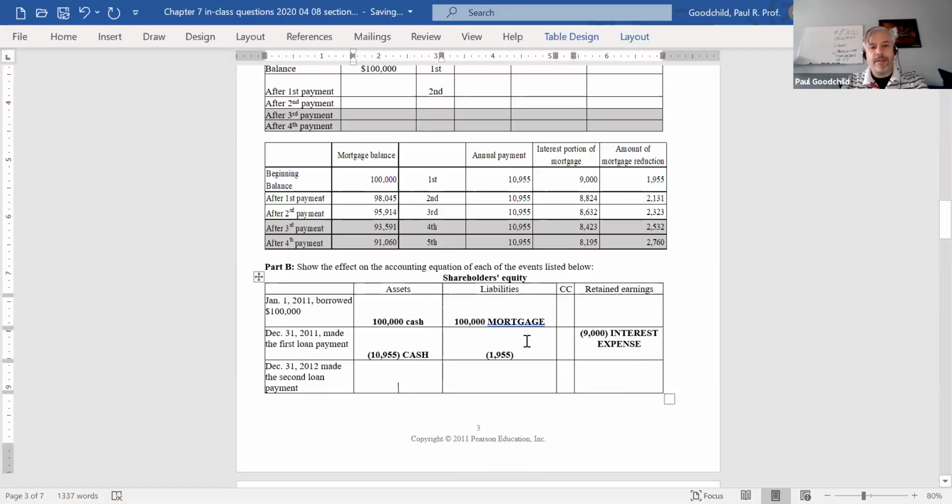The second loan payment, you have a reduction of 10,955 in cash. Sorry, this is supposed to be mortgage. And then here, 2,131 mortgage. And then your interest here, 8,824 interest expense.